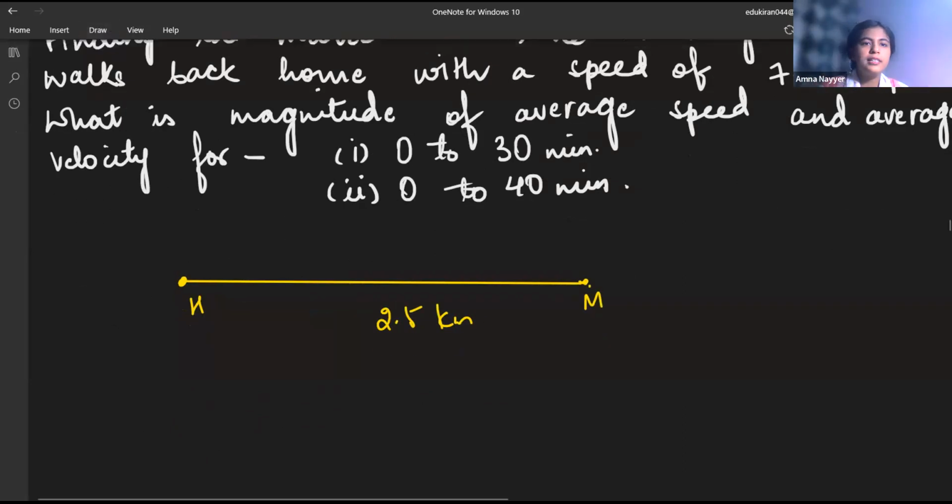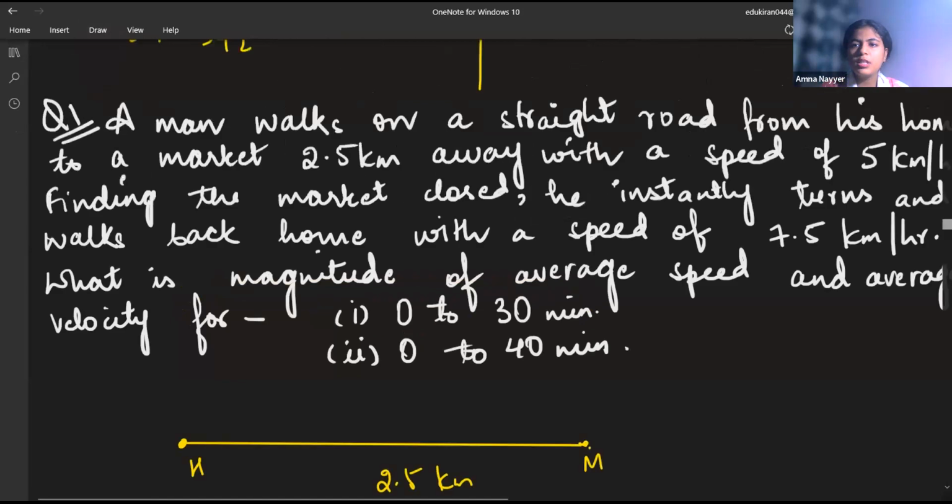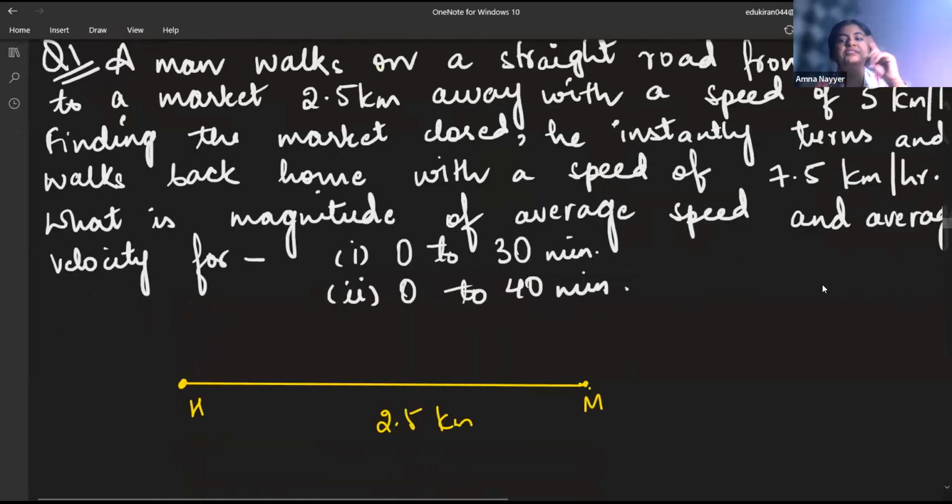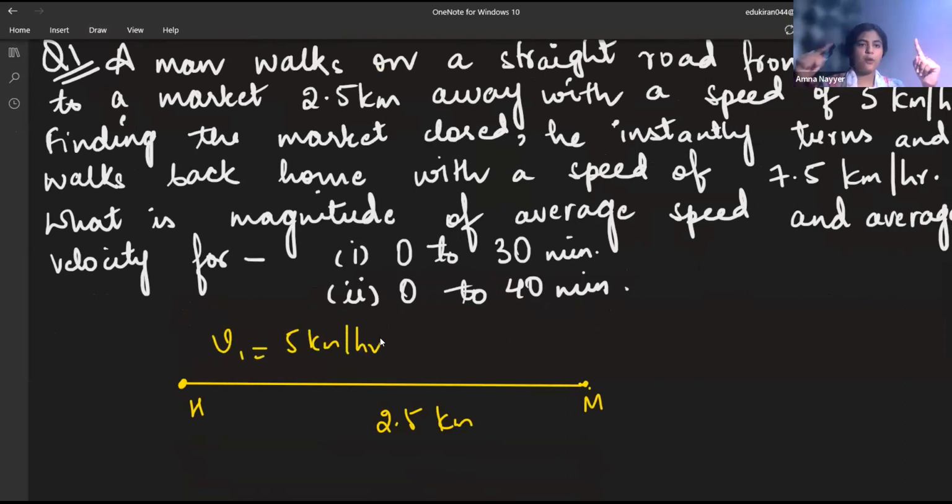Now what else is the question saying? So the man goes with the speed of 5 kilometers per hour. So V1 is 5 kilometers per hour. He is going from home to market. This is home, this is market. All right. So from home to market, this is 2.5 kilometers. Now it says that the market is closed. He instantly turns and walks back.